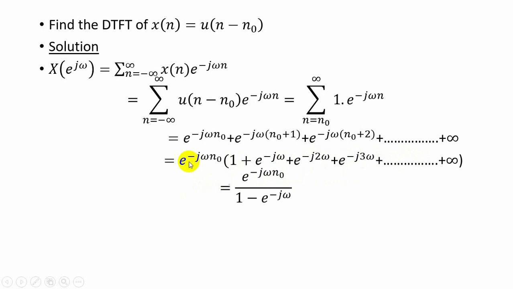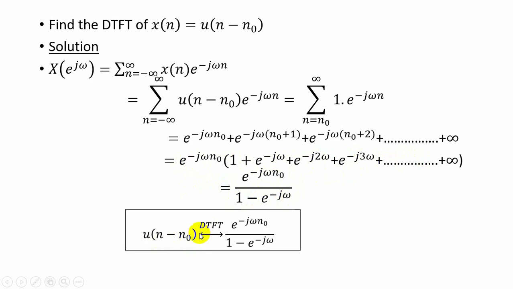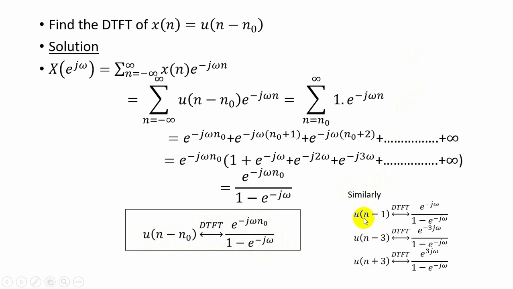This can be rewritten as e power minus j omega n0 divided by 1 minus e power minus j omega. So the discrete time Fourier transform of the unit step sequence shifted by n0 units is equal to e power minus j omega n0 divided by 1 minus e power minus j omega. Similarly, for u of n shifted by 1 unit, the discrete time Fourier transform is equal to e power minus j omega divided by 1 minus e power minus j omega.